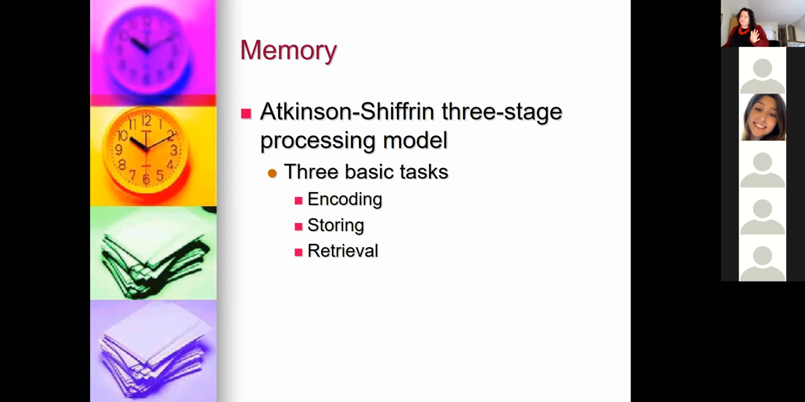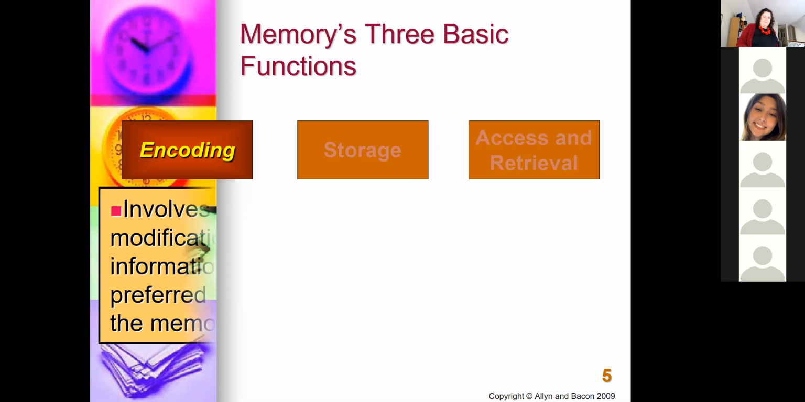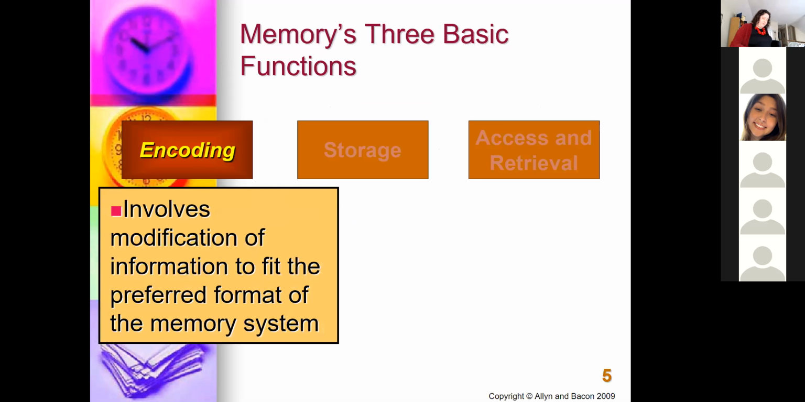So we're going to go into each process in more detail. And we'll start with encoding. Encoding involves modification of information to fit the preferred format of the memory system.